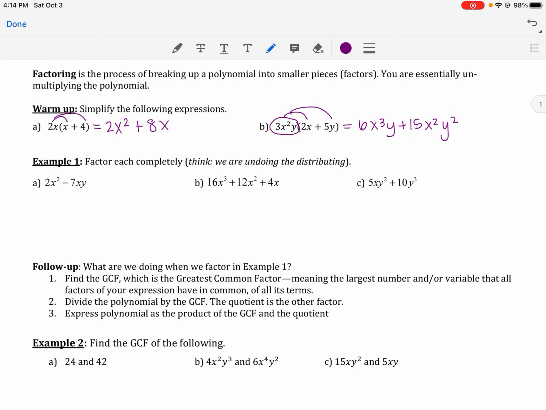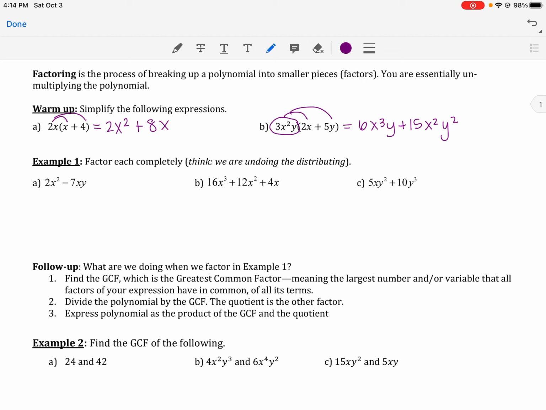Okay, on these next ones, when we want to factor each, you can think about it as undoing distributing. Think about the biggest thing you could pull out of both of them. So 2 and 7, there's no number that comes out of both of them because it's just 2 times 1 and 7 times 1. So there's no common factor.